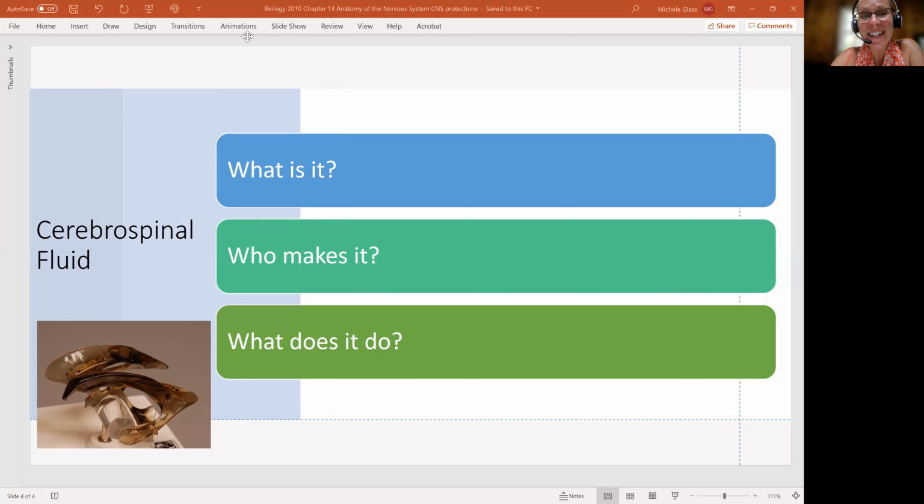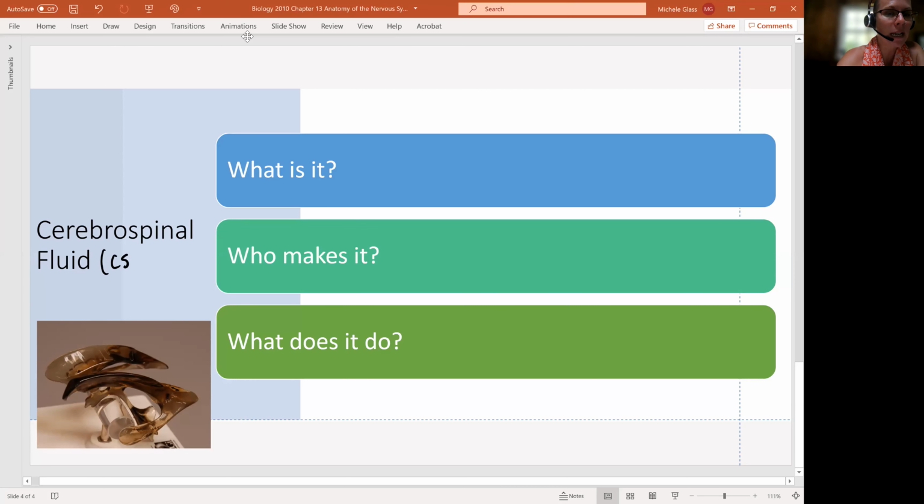Michele Glass here. We are wrapping up our discussion of the central nervous system by looking at those protections to the CNS. Of course, that means brain and spinal cord. And we're looking specifically at the cerebrospinal fluid, which we can abbreviate CSF. So let's try to answer some of these questions about the CSF.